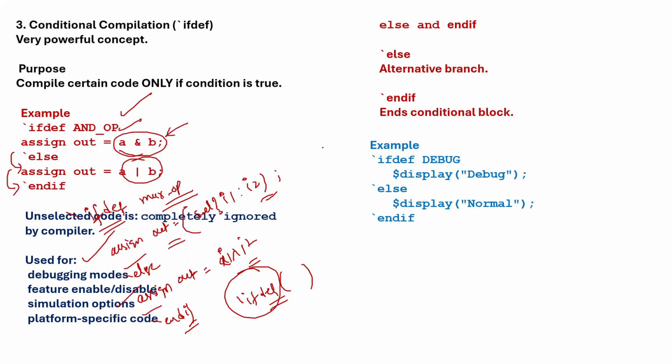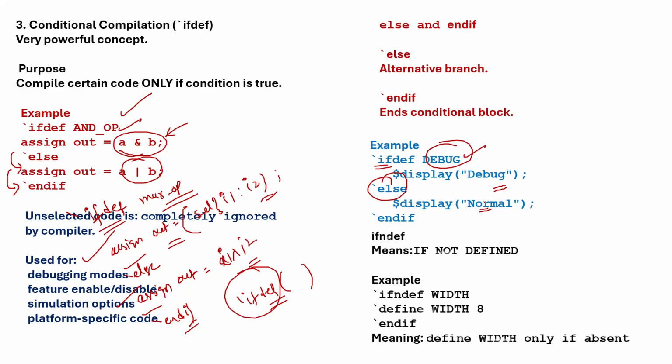Clear? Any doubt in this tick if define? So this if define is mentioned for some debug operation. Anywhere debug is there, it will be displayed here. Otherwise, it takes the other part like normal operation. I will explain the examples, then we will get the idea of where exactly it is used.